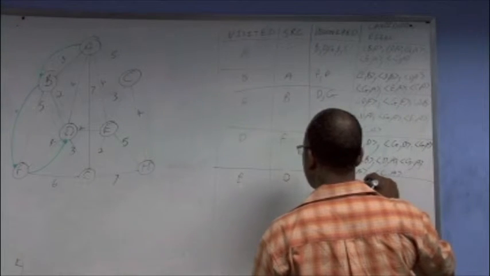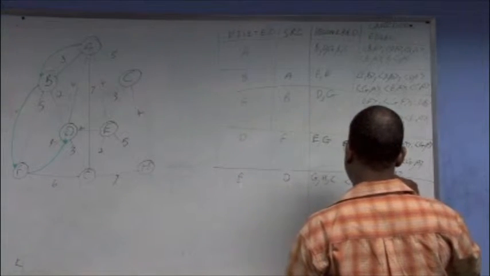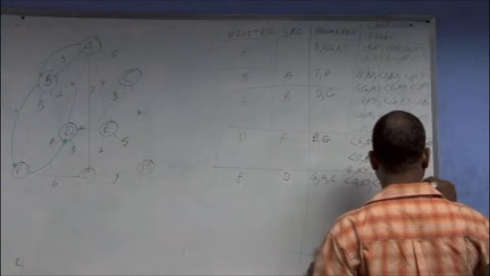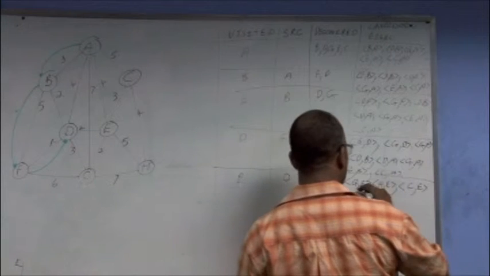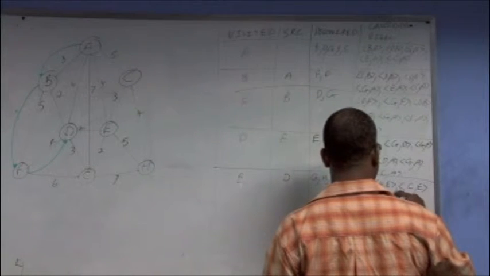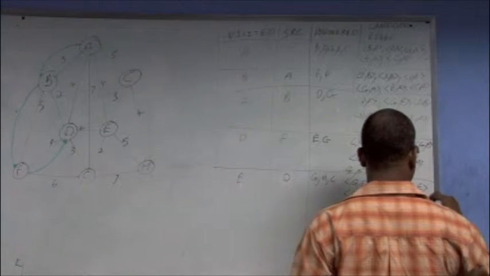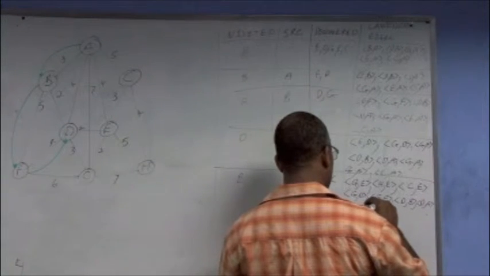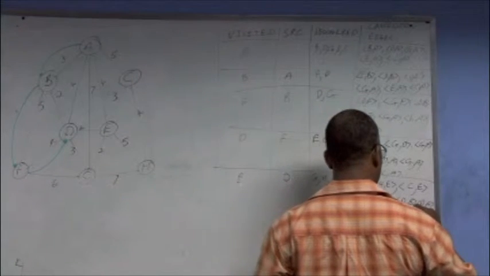G from E, H from E, C from E. And then we add the things that we didn't get rid of first. These come down. G from D, G from F, D from B, and G from A, E from A, C from A.